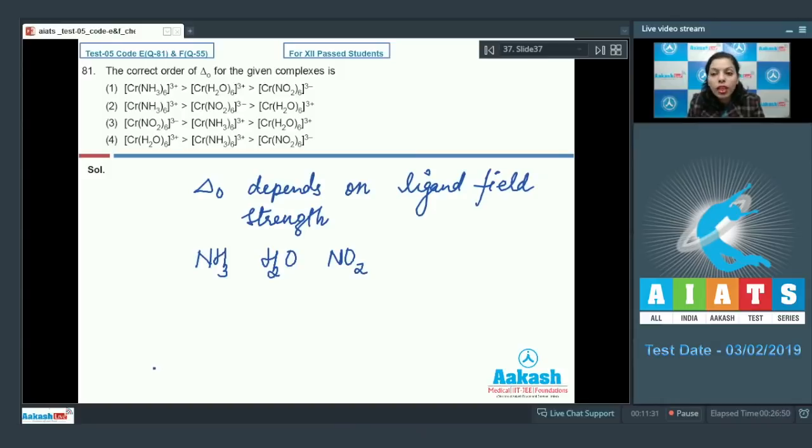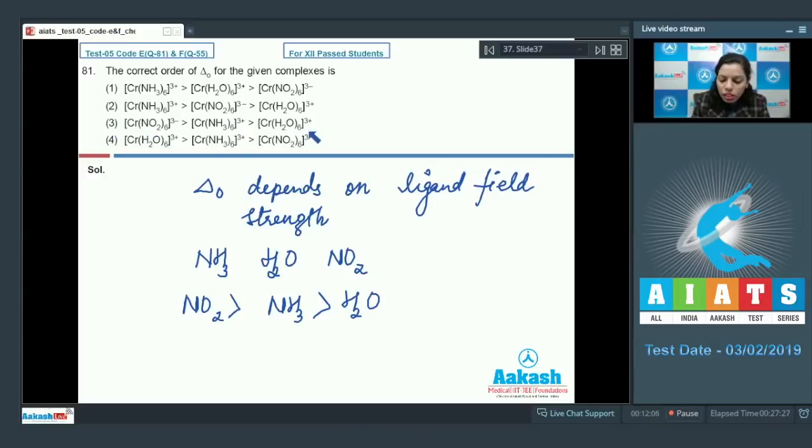The correct order of their ligand field strength, I'm just arranging them: NO2 has the maximum ligand field strength. Then after that, there is ammonia, NH3, and after that, H2O. On the basis of this order, we can find the correct order of delta naught value. The complex with the maximum ligand field strength ligand is given in option 3. Further, there should be the complex in which ammonia is the ligand, and third is the complex with H2O as the ligand.